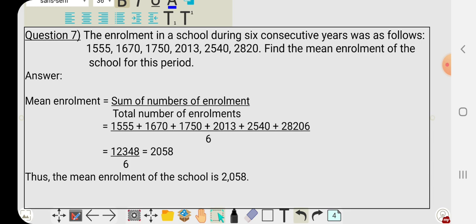The sum is 12,348. On dividing this by 6, we have got 2,058. It means on an average in a year we can say 2058 admissions are done.